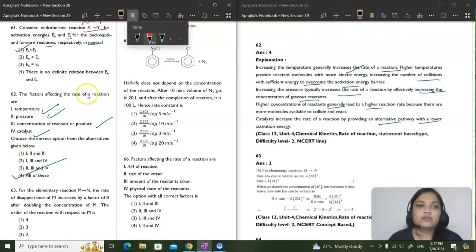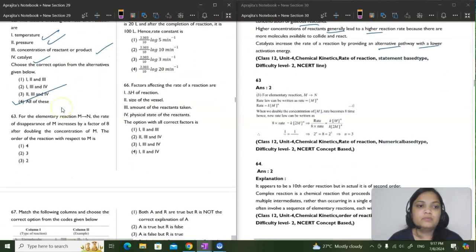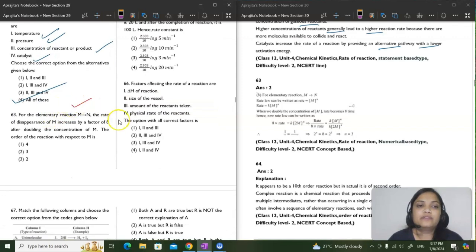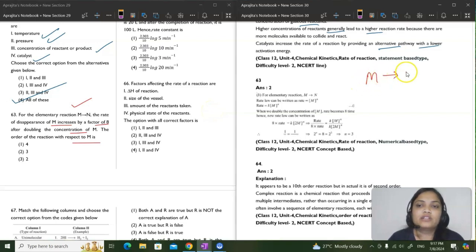All right. Question number 63. For the elementary reaction, the rate of disappearance of M increases by a factor of 8 after doubling the concentration of M. The order of reaction with respect to M is. Okay, students. So now here the reaction is like this.